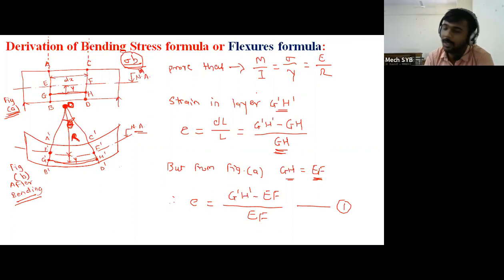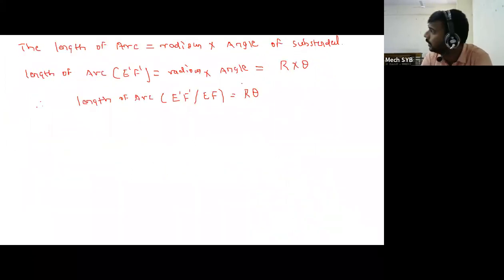Tell me, where bending stress is maximum? Top side and bottom side. Where bending stress is 0? Neutral axis. So if bending stress comes 0 at the neutral axis, will there be bending at that place? Then will there be bending at the center? Then can we write it or not? E dash F dash is equal to EF.